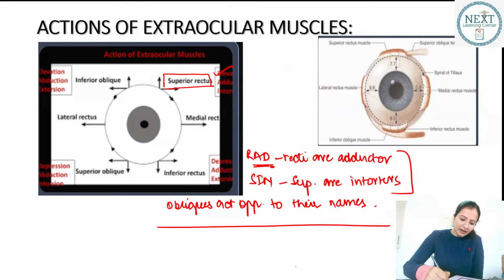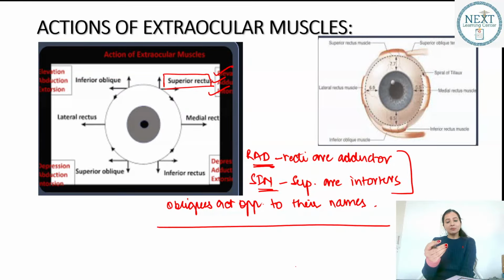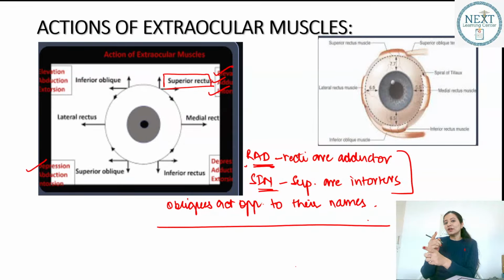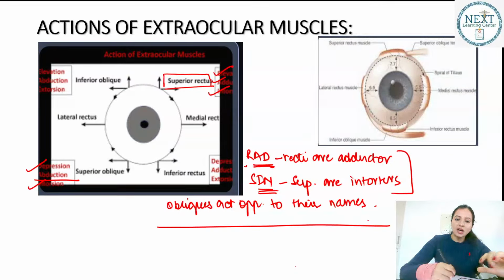Recti, adductor, superior, intortor. Moving on to superior oblique, it will act opposite to its name. So since it is superior oblique, it will cause depression. Recti will cause adduction, so oblique will cause abduction. Then since it is a superior, it will cause intorsion. So this is how you tell.